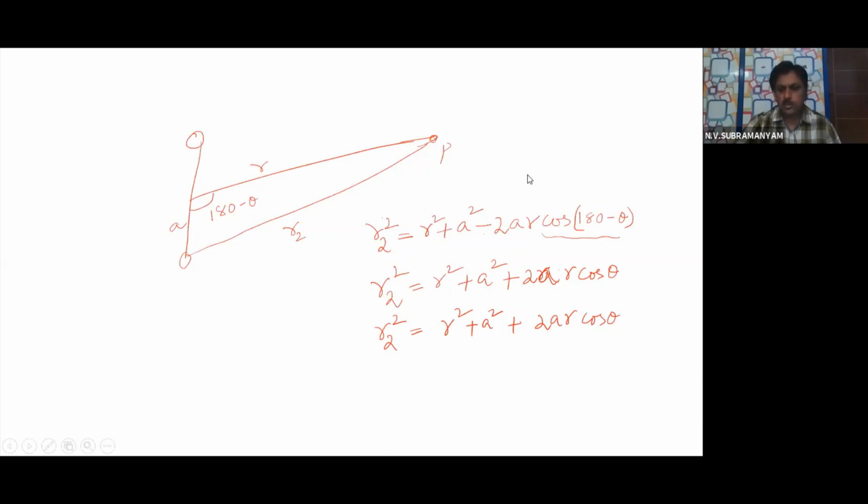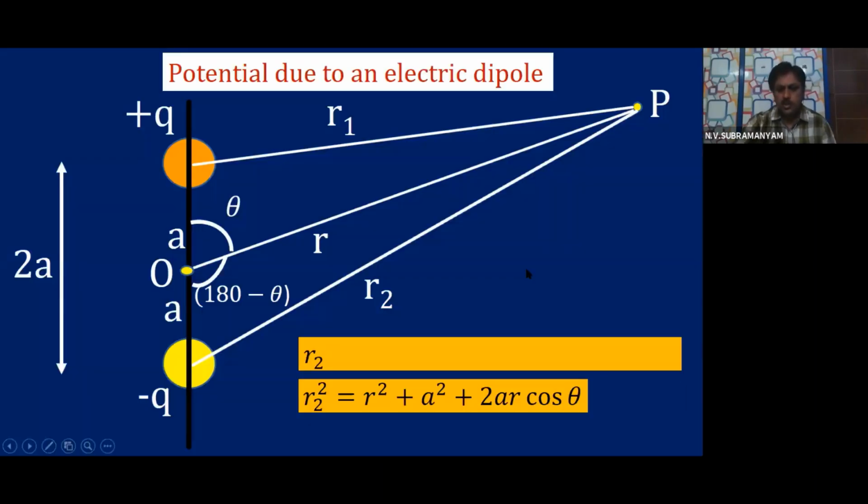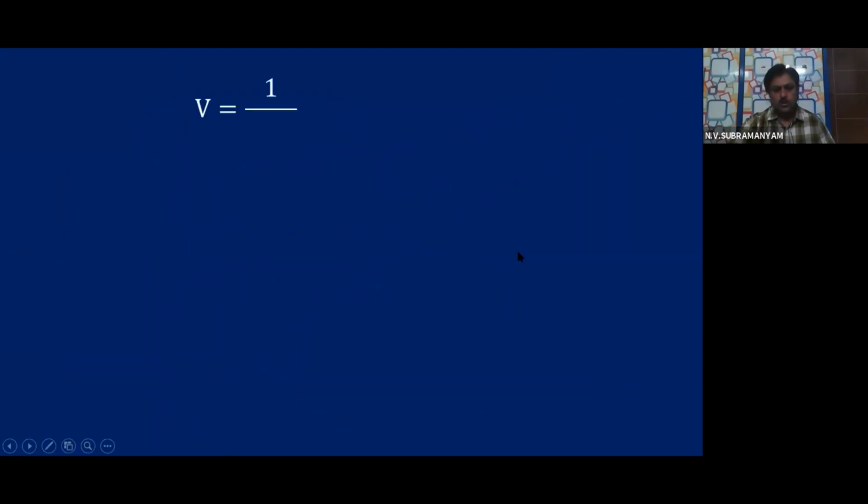So I suppose the calculation is clear. R2 square is equal to R square plus A square minus 2AR cos 180 minus theta. Cos 180 minus theta is minus cos theta, and the value of R2 square is R square plus A square plus 2AR cos theta. Let's move on, children. So our equation 1, don't forget, is 1 by 4 pi epsilon 0, q by 2, into 1 by R1 minus 1 by R2. Remember, that is the equation in which I must get R1 and R2.